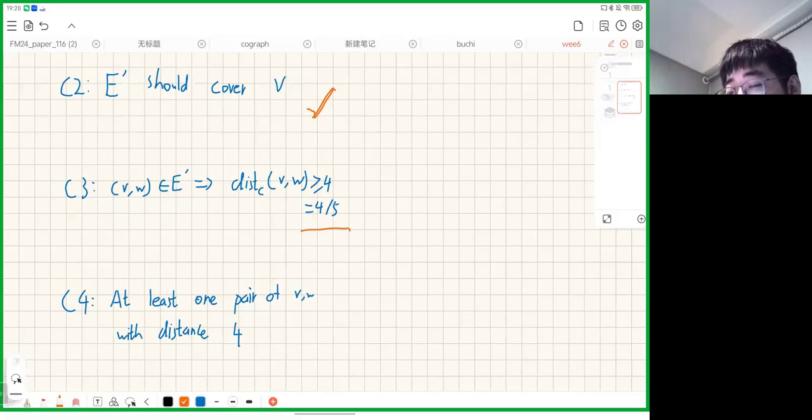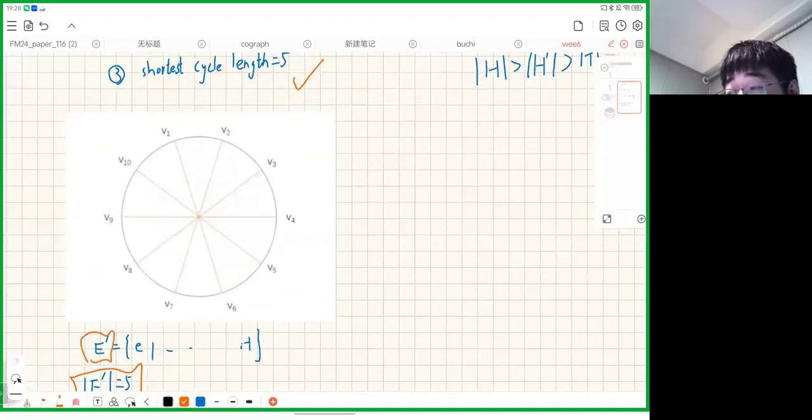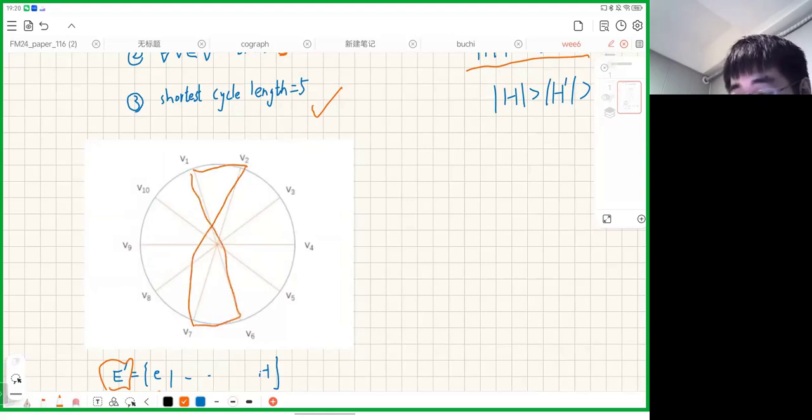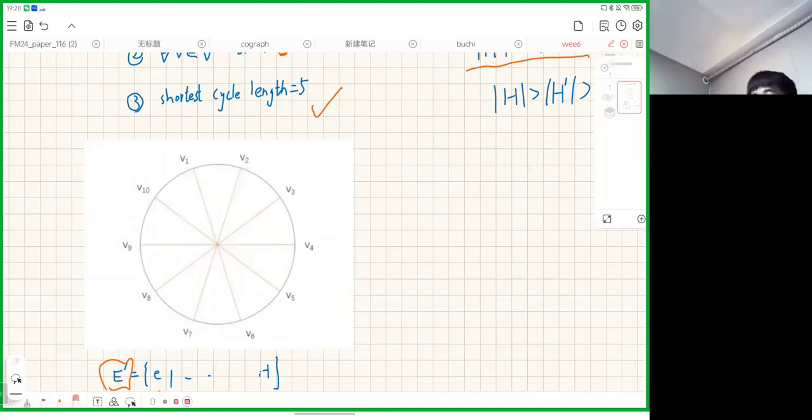And then the next claim is that at least one pair of vertices V and W with the edge in E prime should have distance 4. Why? Here, this graph shows how it looks if we connect all the vertices with distance 5. And this is the only choice. Then what will happen? We will create this circle, V1, V2, V7, V6, and then V1. This circle has length 4. So we cannot do this. So we know there must be at least one edge with vertex distance 4.